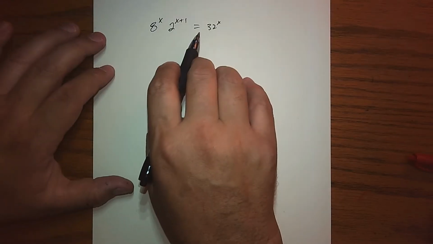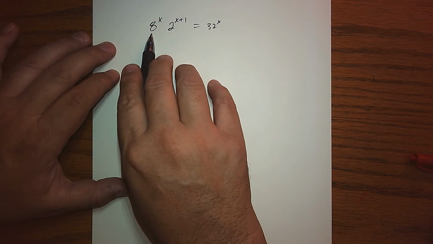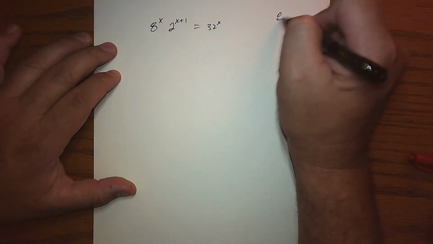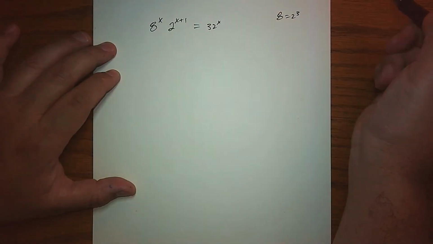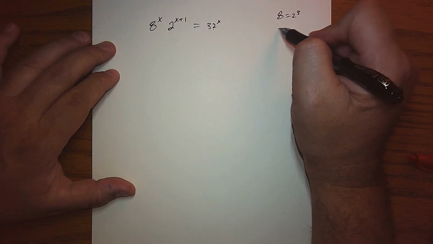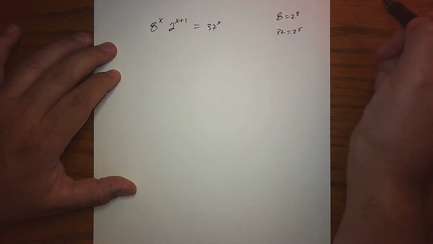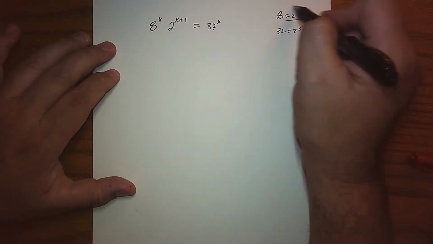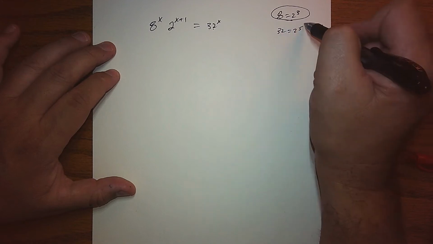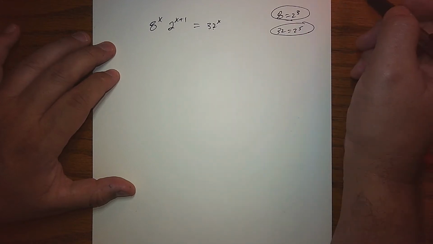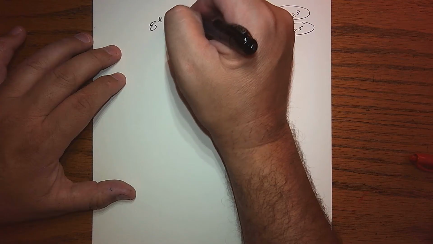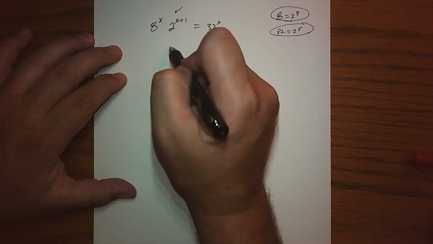Well, if you think about 8 itself, we know that 8 is 2 to the third. And then even 32, we know that 32 is 2 to the fifth. So since I can rewrite 8 in base 2, and I can rewrite 32 in base 2, what we want to do is keep that base 2. So this one's going to stay the way it is.